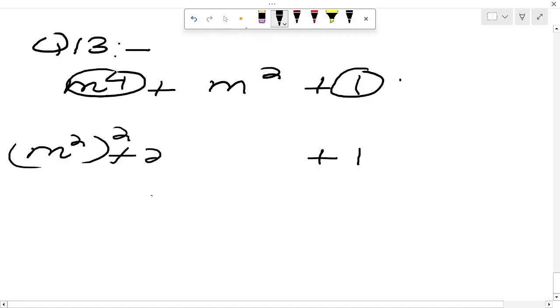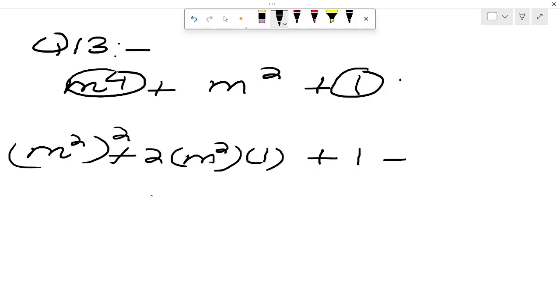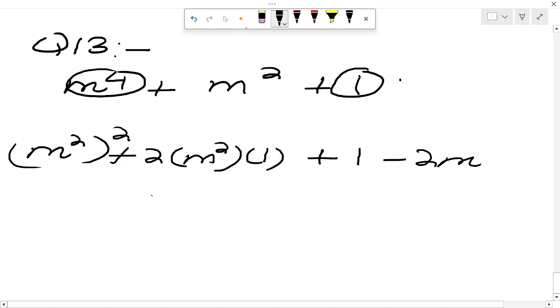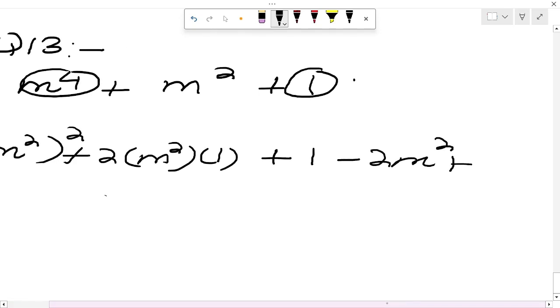So plus 2 bracket m square, it is our a, then 1. So I've written this as it is. Now what do I need to do next? I need to subtract. What do I need to subtract? Firstly, I'll write this as a whole. This means that I'll write 2m square and then I'll plus with m square.